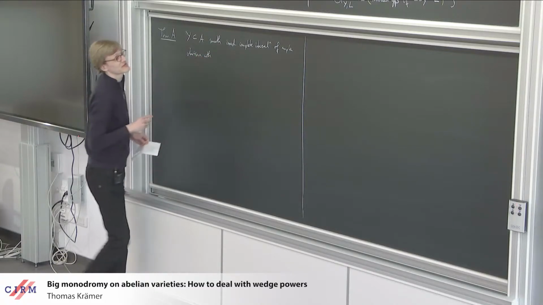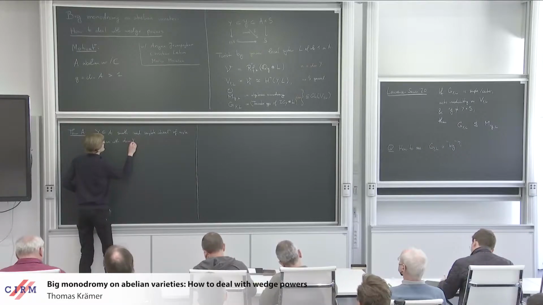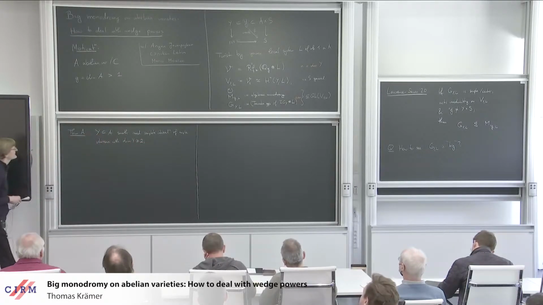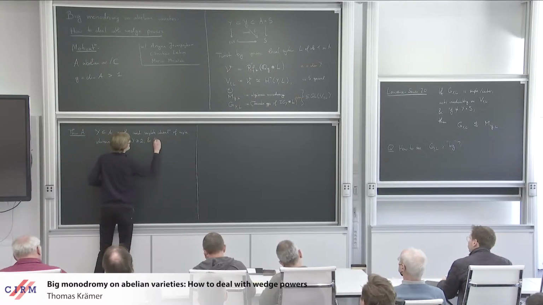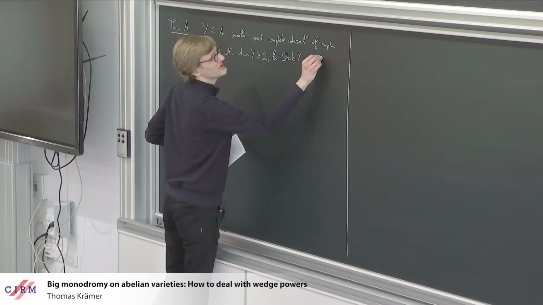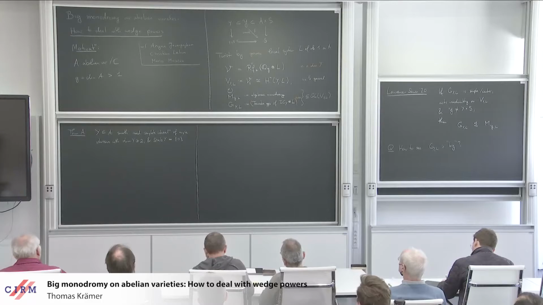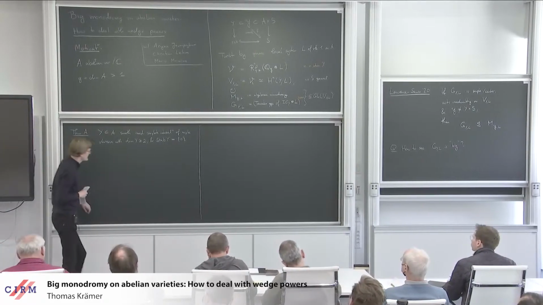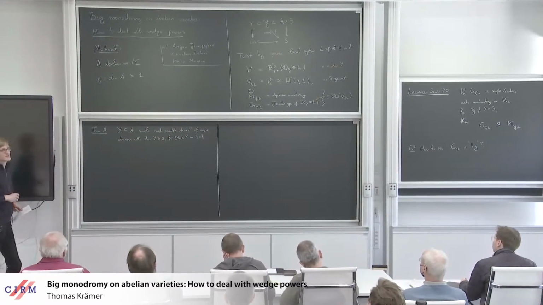So you assume that the dimension is at least 2. Curves have to be treated by hand differently. And then you assume that the stabilizer of Y is trivial. So the stabilizer is a subgroup of points such that if you translate the subvariety by this point, you again get the same subvariety. So this just says that Y is not stable under any translation on the abelian variety.